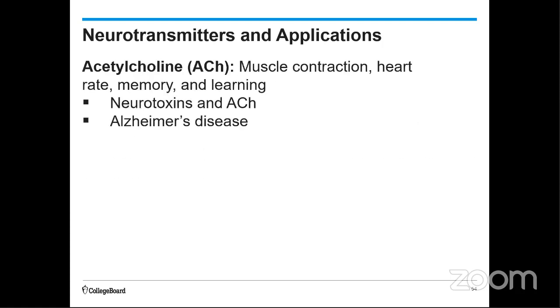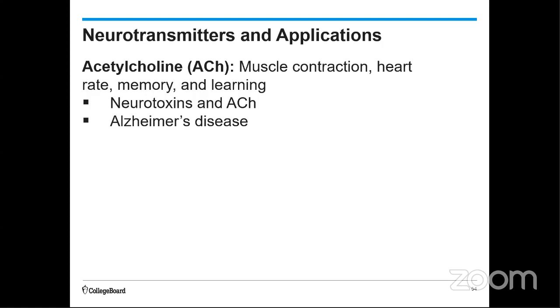Acetylcholine is involved in muscle contraction, heart rate, memory, and learning. And a lot of neurotoxins actually work on acetylcholine. So for example, something like a black widow spider bite, that venom, and other neurotoxins, like certain types of nerve gas, release excessive amounts of acetylcholine transmission, and that results in muscle spasms so severe that the individual might have trouble breathing.